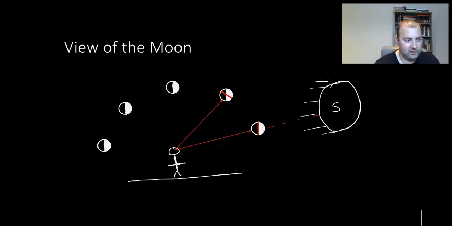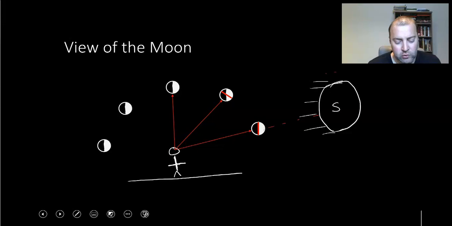Now, it kind of looks like a pizza at that point, but it's a little bit easier to tell if you do the experiment yourself, like with a ball and a flashlight. You can kind of see why seeing only this tiny sliver of light results in a crescent shape. It has to do with the geometry of the moon.